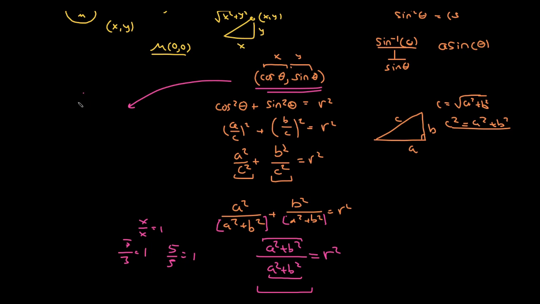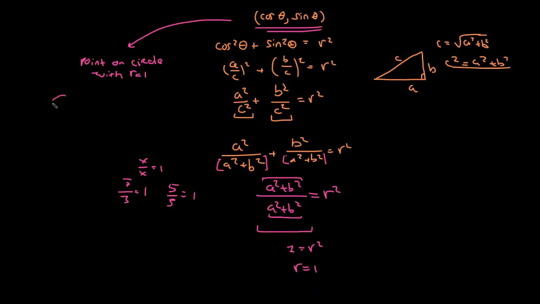So I'll take that here. Point on circle with r equal to 1. Right, so let me sketch it out real quick, like that. Alright. So it's going to be, for example, our sample point, cosine of theta comma sine of theta. And that equals, this part always equals 1.